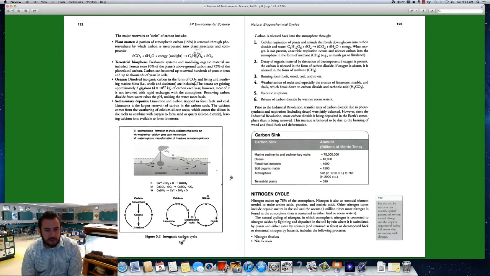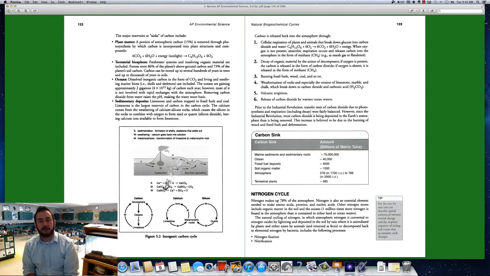Here are some of the equations too, looking at sedimentation, weathering, and metamorphosis, and how it all transfers as far as calcium and carbon. You'll notice that calcium carbonate and calcium silicon oxide and things like that are all wrapped up. There are some larger molecules, but the root is carbon.